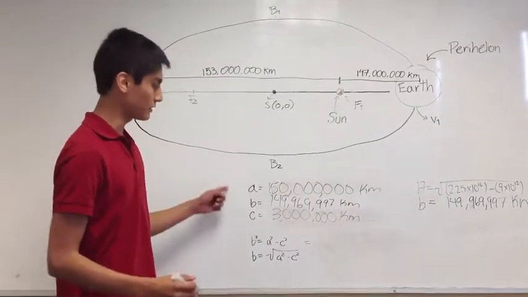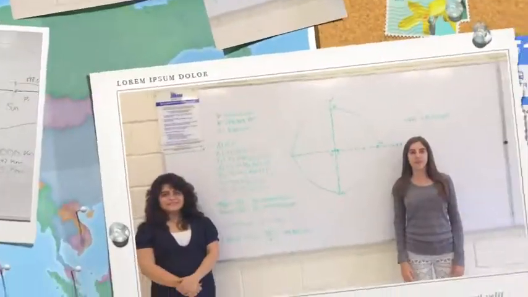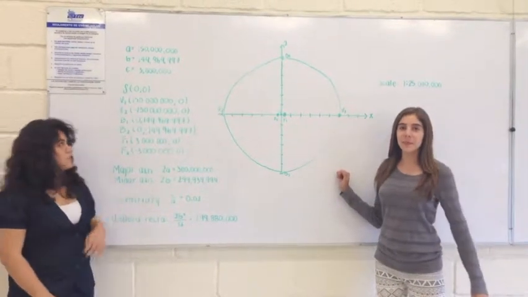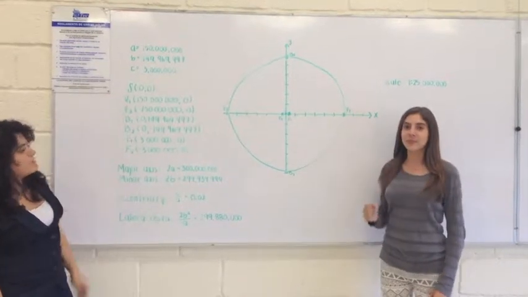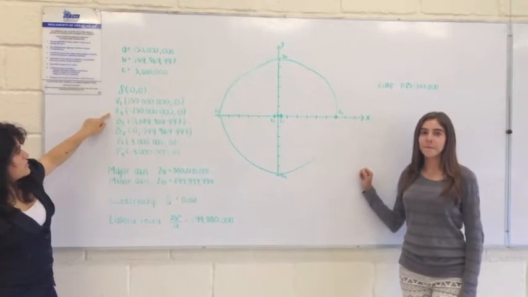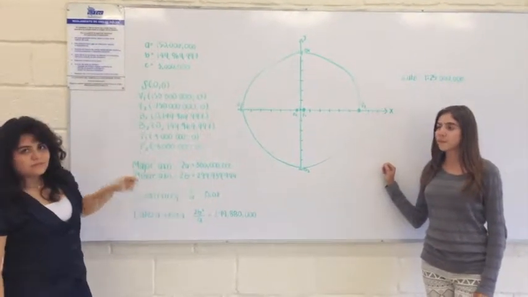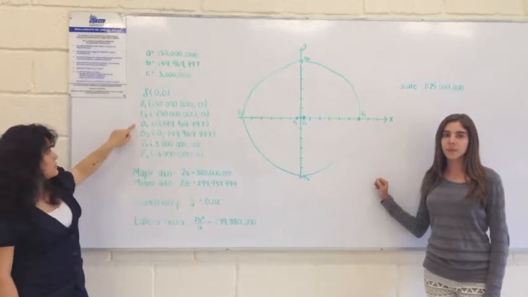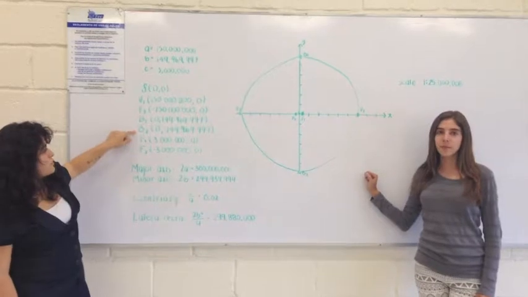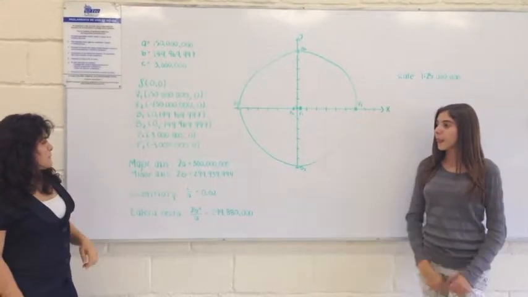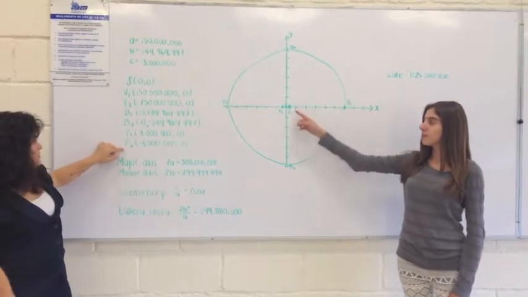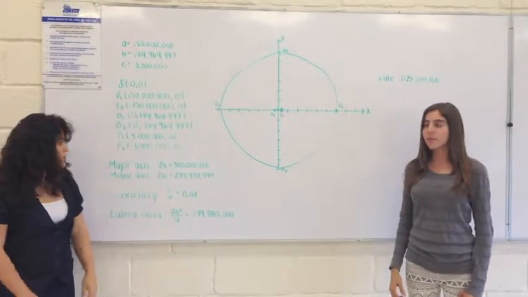These are the three values, A, B, and C. After we get the values of A, B, and C, we can graph the ellipse. The center is going to be the point 0, comma 0. Vertex 1 is going to be A, comma 0. And vertex 2 is going to be negative A, comma 0. Then co-vertex 1 is going to be 0, comma B. And co-vertex 2 is going to be 0, comma negative B. Focus 1 is going to be C, comma 0. And focus 2 is going to be negative C, comma 0.